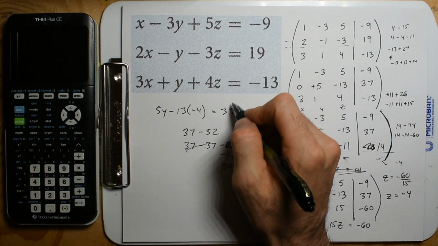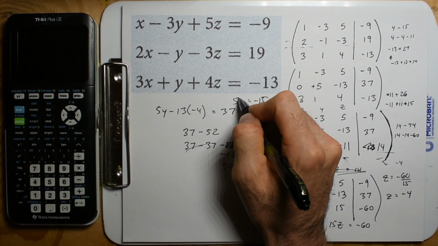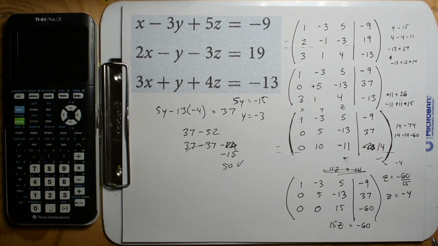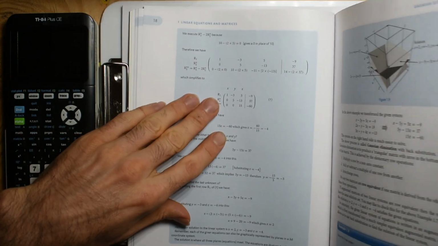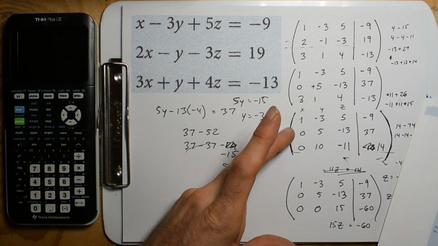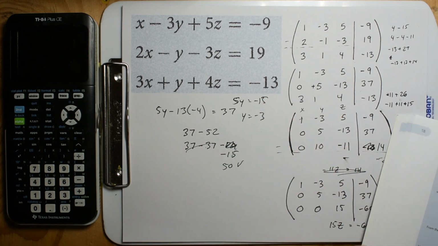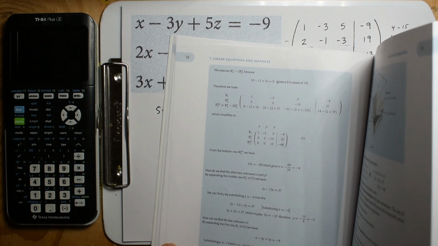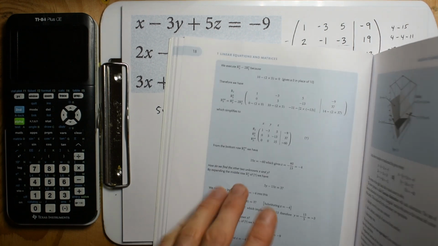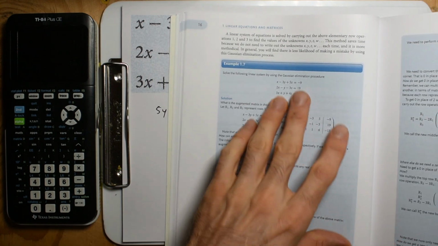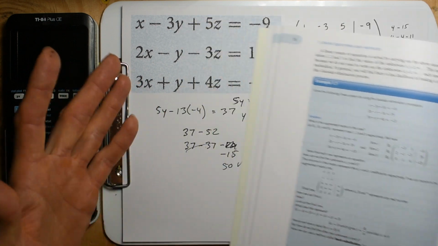So we're going to have 5y is negative 15. So y is negative 3. And that's all they did there. You're using the matrix just to eliminate writing x and y and z, and to do what they call back substitution. Is that what we're doing right now, finding z using the Gaussian elimination procedure? So that's what we're doing.